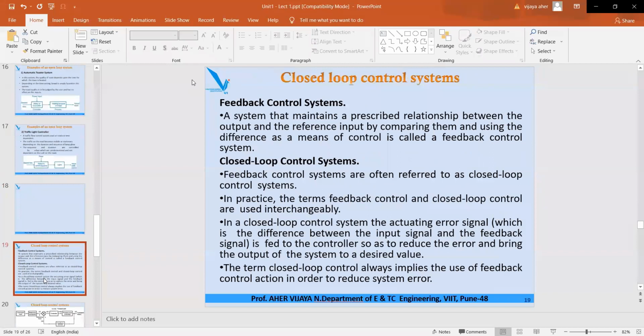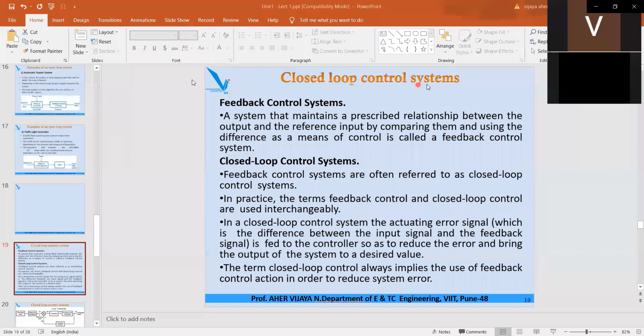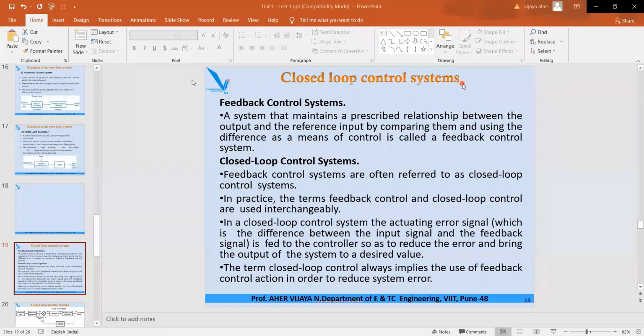Next, the second type of control system is closed loop control system. In some references it is also called feedback control system. This closed loop control system is very important. In this course we are going to study all the closed loop control systems, first order, second order, for different inputs. In a closed loop control system, feedback is taken from the output and fed back to the input, and accordingly the output of the process comes to the desired value.